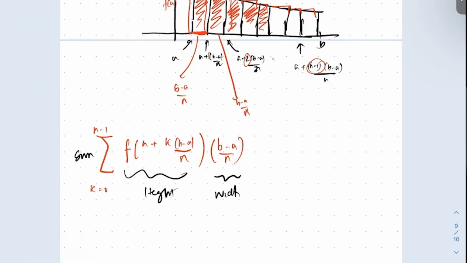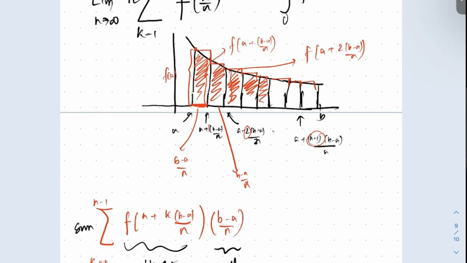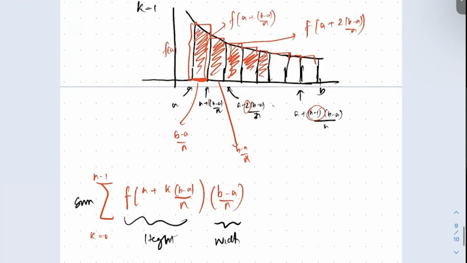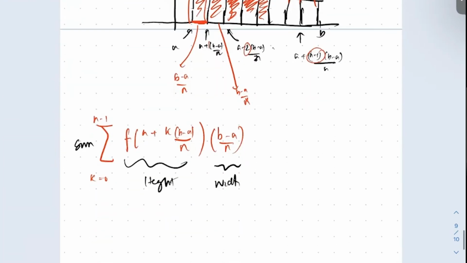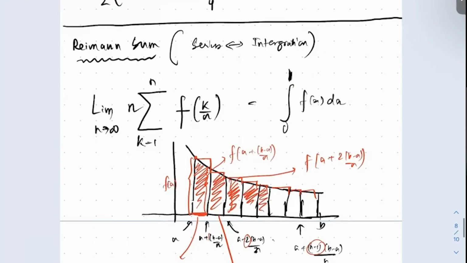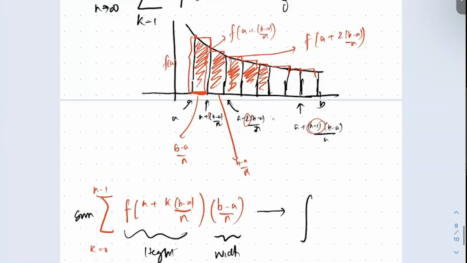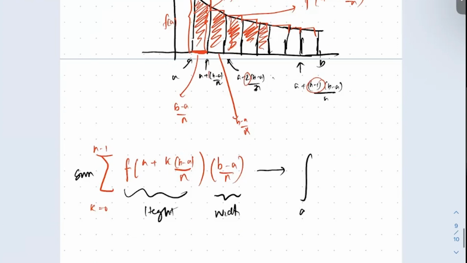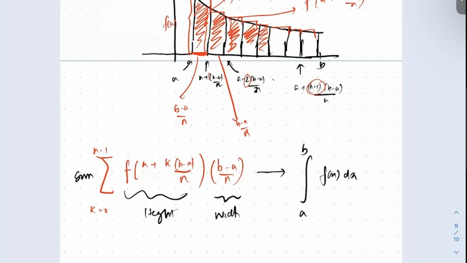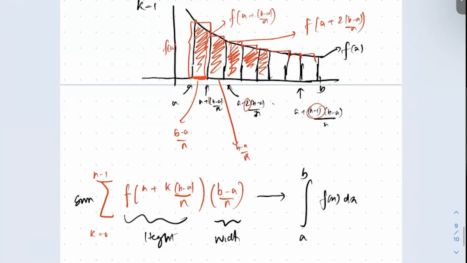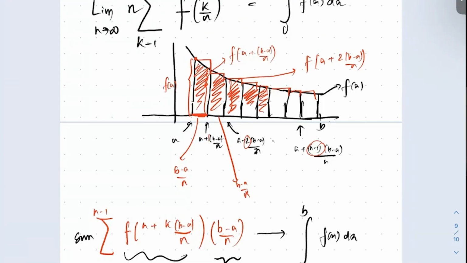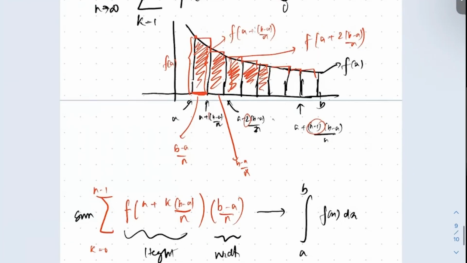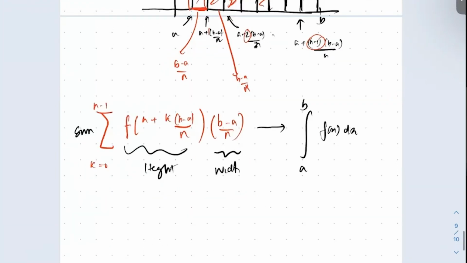And if you take the limit n tends to infinity, n was the number of subdivisions. That means the rectangles will become smaller and smaller. As you take n tends to infinity, this will turn out to be the area under the curve, and this will go to the integration from a to b of f(x) dx. This height is f of a plus k times (b minus a) by n for the kth interval. So the height of the kth interval and the width of the kth interval is the same for all of them.